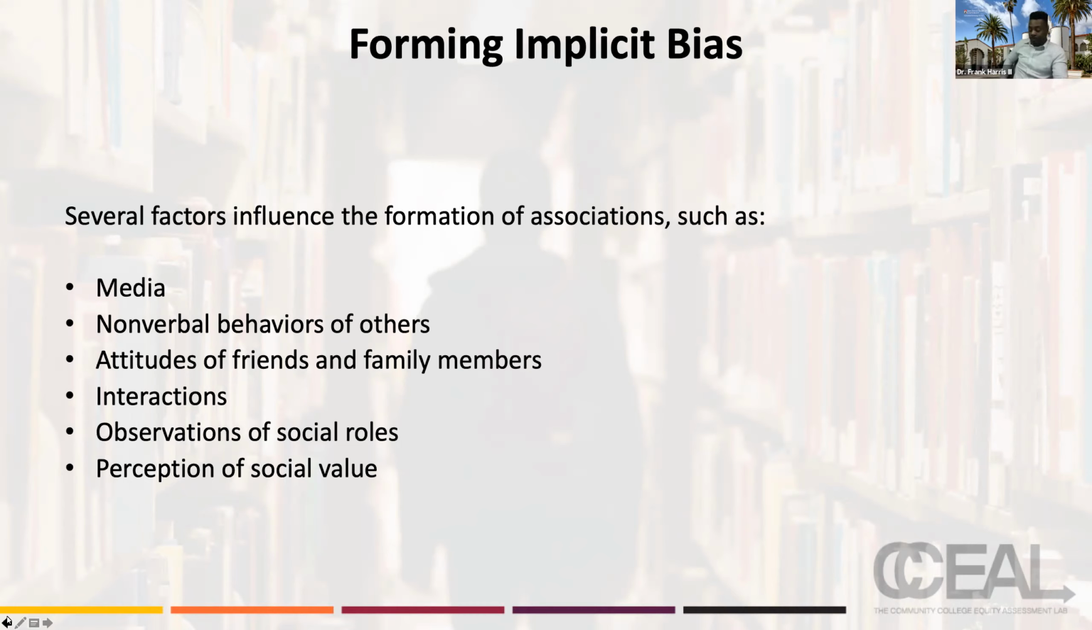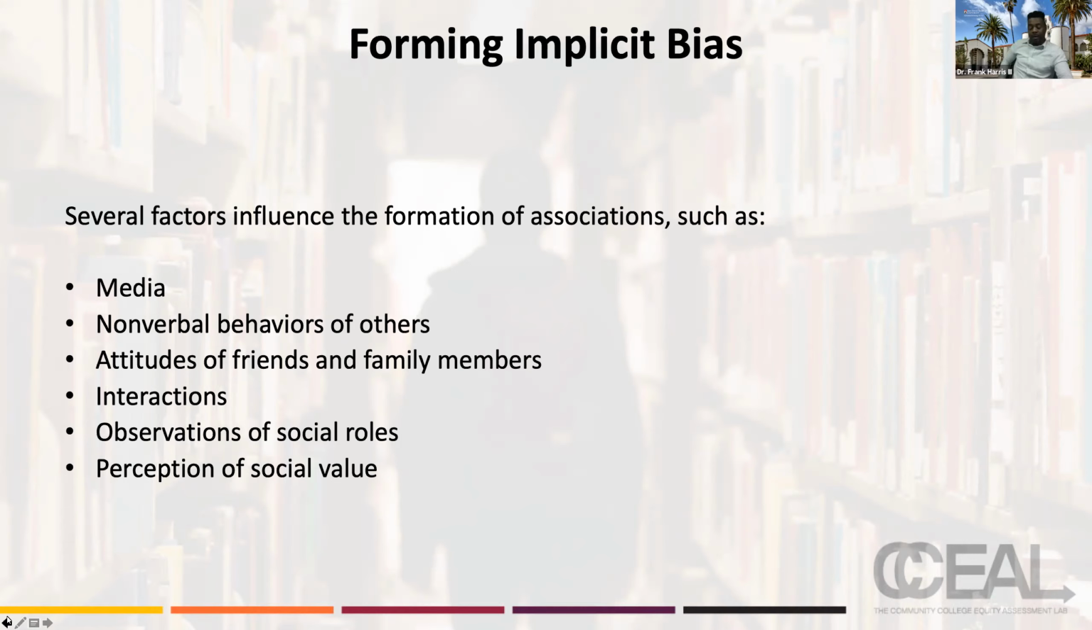Observation of social roles. One of the most salient examples of this factor is Black men. Black men in particular are routinely presented in the media as athletes, and rarely as doctors, lawyers, corporate executives, or professors. And so many people assume that Black men who are successful had to achieve their success in the context of sport. And then related to this last point, perception of social values.